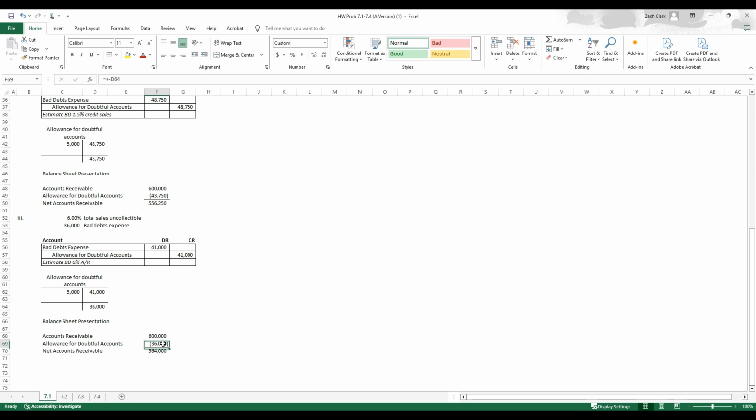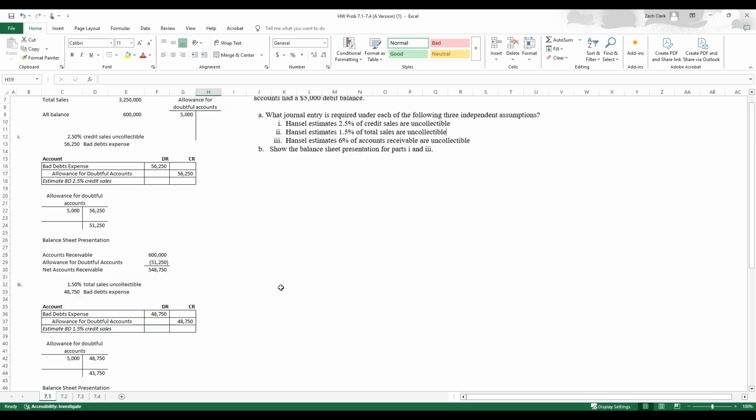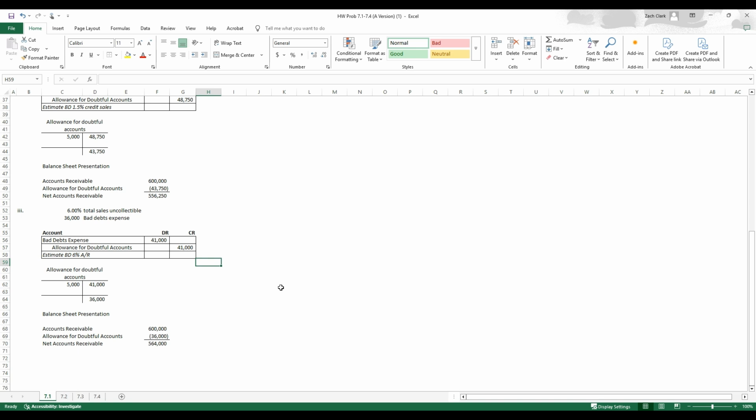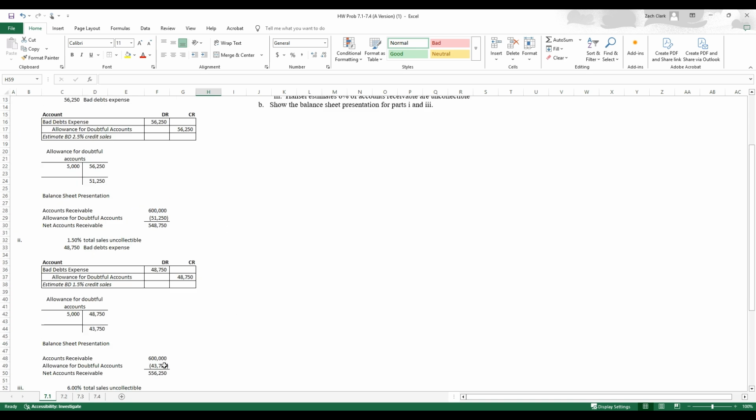Again, this is what we were shooting for. Our target was to end with a $36,000 allowance for doubtful accounts. That's what we did. And our net accounts receivable is that amount. I think that's everything it asks us to do here. So a good comparison of the different types of methods and the balance sheet presentation as well.